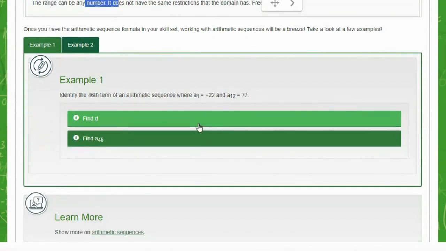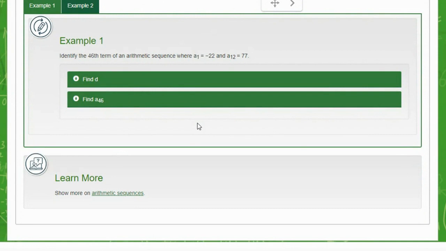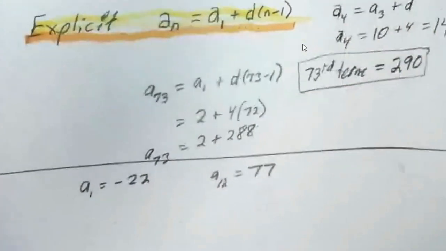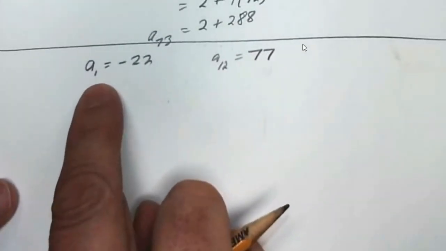All right, so we're going to look at an example, and we're going to work this on our paper because we need some practice doing this. So a sub 1 is negative 22. A sub 12 is 77. So it wants us to find the 46th term of a sequence where the first term is negative 22 and the 12th term is 77. Wow. Mr. Brock, you didn't even tell us what the common difference was. No, we didn't. All we know is the first term and the 12th term.